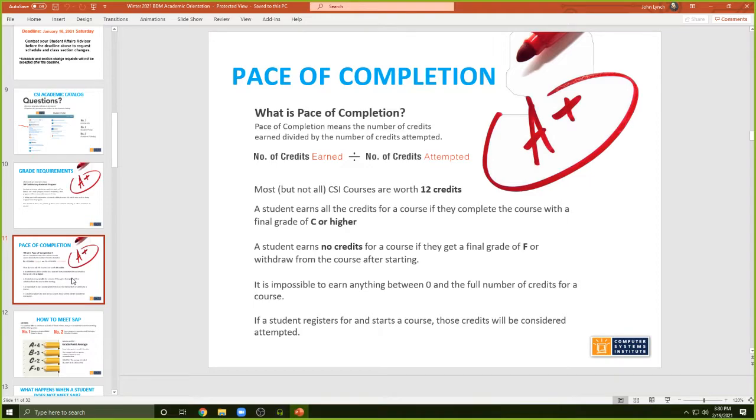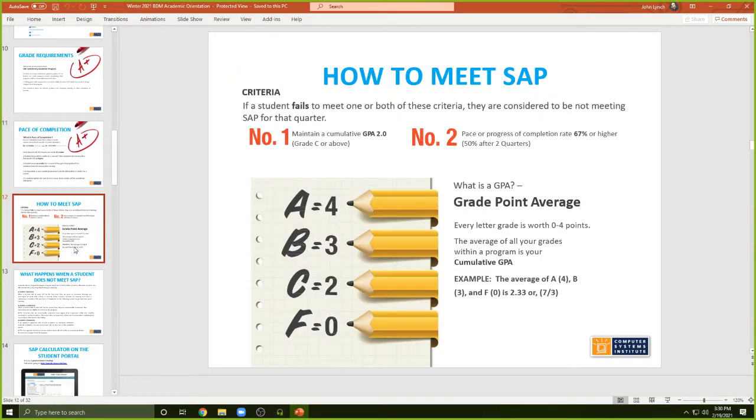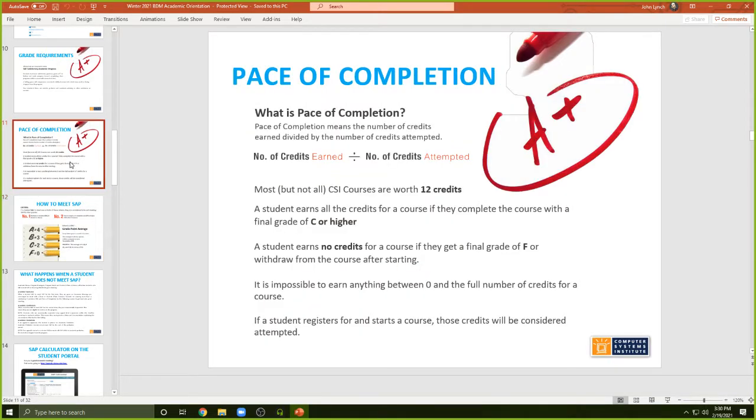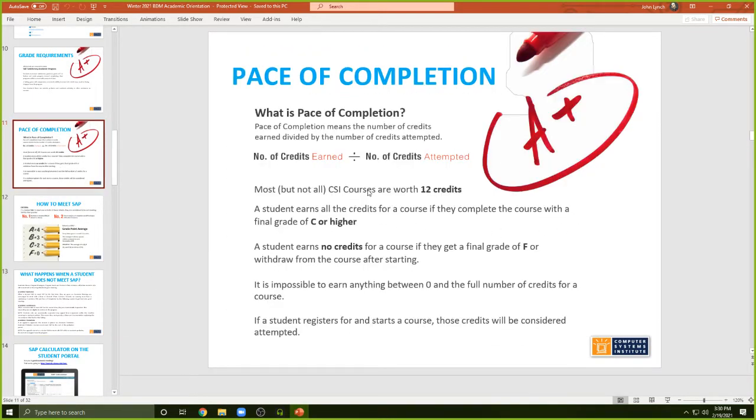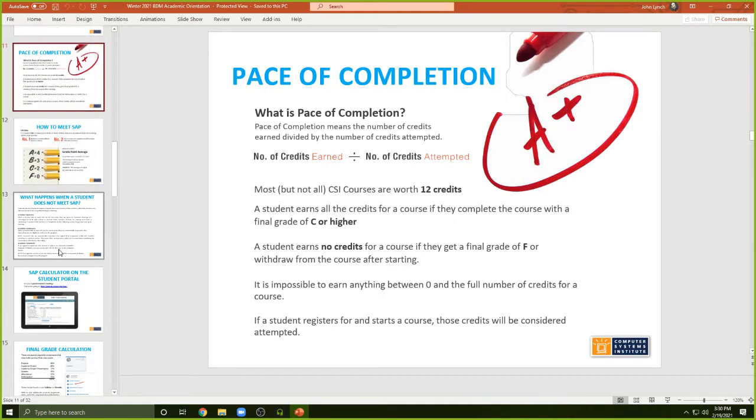And of course, I don't need to go over these too much, but just make sure that you're getting a C or above and that you're constantly completing the proper pace of completion. The pace of completion is how many credits you earned over your attempted amount. Essentially, if you earn too many C's, this might affect you, but if you're earning B's and A's, you should be okay.